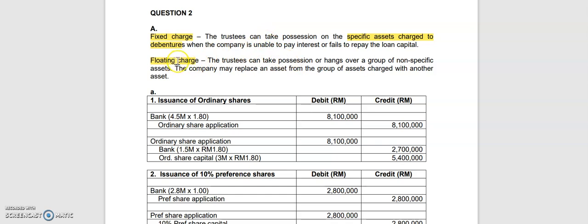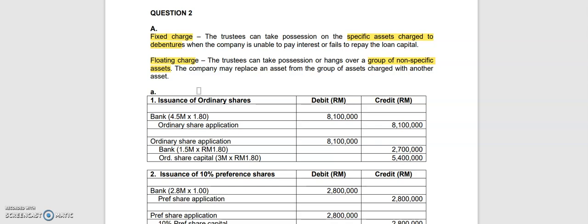Okay, unlike the fixed charge, floating charge is where the company can take any assets and put them as a group to be used as the charge over the debenture. When we say a group of non-specific assets, meaning the company can replace the asset if they think that the asset is not fit for the backup.